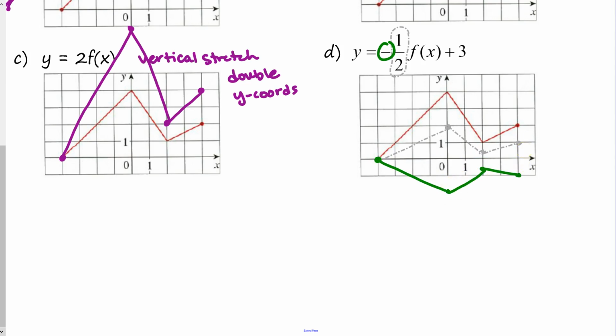And then finally, for our answer, I'll do this one in red. We're going to shift the whole thing up 3. So take those key points and shift them up 3 units. And then connect. Okay, there we go.